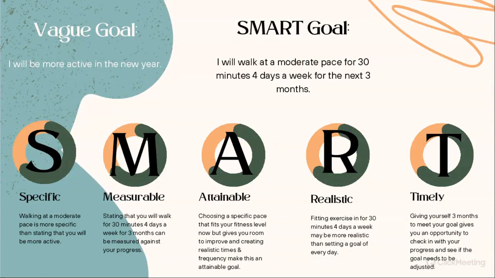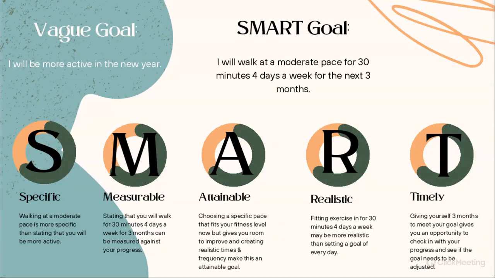Okay, so turning this vague goal of I will be more active in the new year into a SMART goal would look like this. I will walk at a moderate pace for 30 minutes, 4 days a week for the next 3 months. Okay, so breaking that down, you can see that is a lot more specific than I will be more active in the new year.